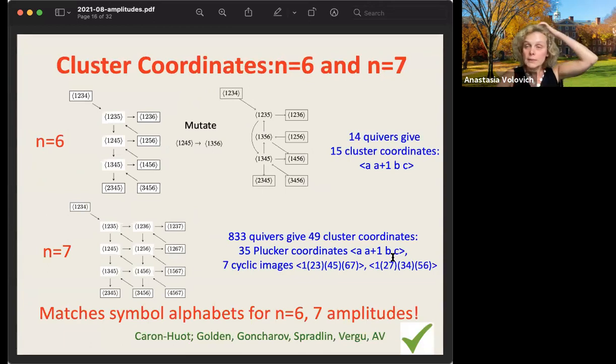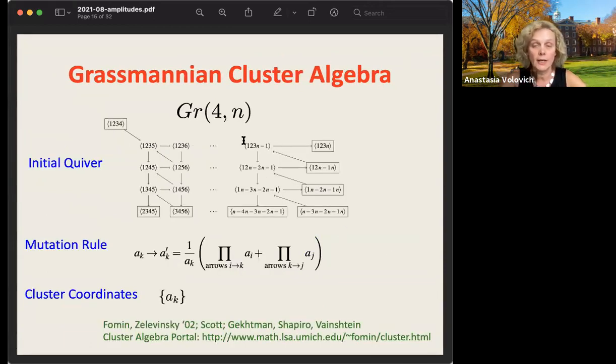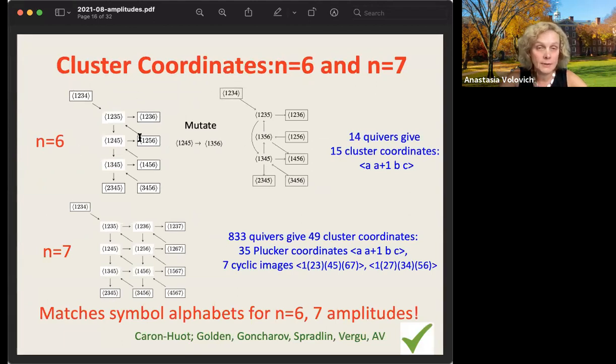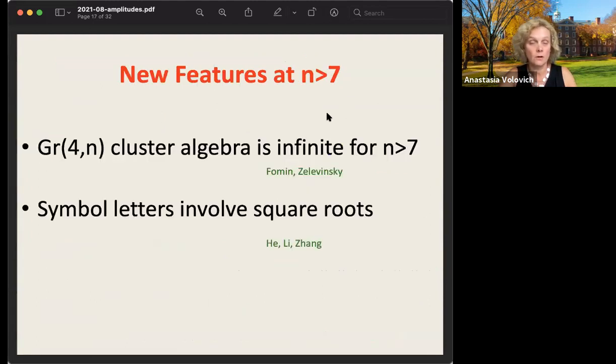So for 6 and 7, this is generic Gr(4,n). What you do is take the quiver for Gr(4,6) and Gr(4,7), and you mutate each node. For example, I mutate 1, 2, 4, 5, and I produce a new quiver, and then I continue until I stop, and I generate the 15 cluster coordinates, which coincide with the N=4 Yang-Mills symbol alphabet. I continue doing that for 7 points. There are 833 quivers. You reproduce 49 cluster coordinates that exactly appear in the N=4 Yang-Mills alphabet. So very good. That's been known for a long time.